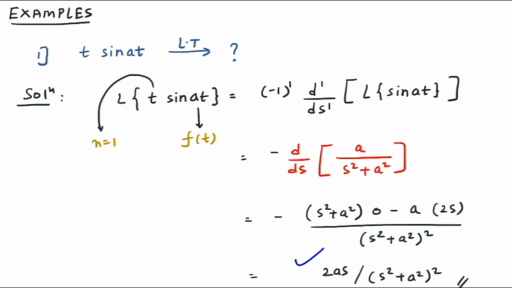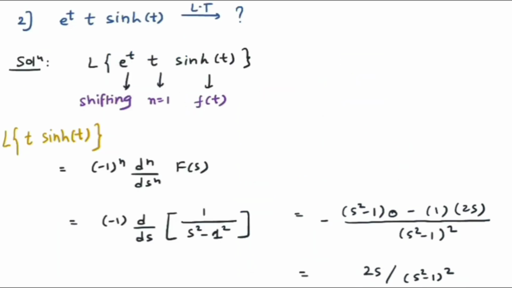In this question, we actually used three steps. First step was finding t raised to n into f of t, right? The second step was using the formula and finding capital F of s, right? This was the important point. And the third step was using the differentiation rule. Okay, let us see one level up question.